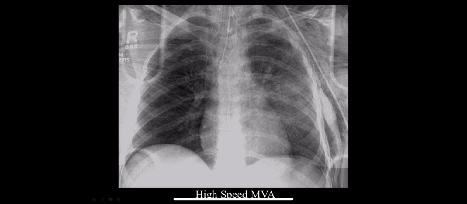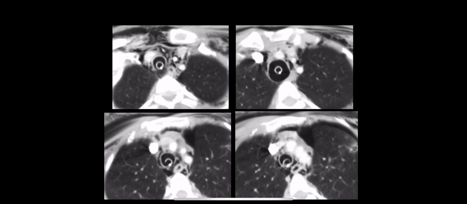High-speed MVA, we see extensive bilateral subcutaneous gas, extensive pneumomediastinum. And then the other finding one wants to detect is this balloon is quite overinflated. So that should raise suspicion for a tracheal tear. On CT scan, we again demonstrate the extensive pneumomediastinum, the overinflated balloon cuff. We really can't see the tracheal tear here, but this patient was explored and had a large posterior tracheal tear.